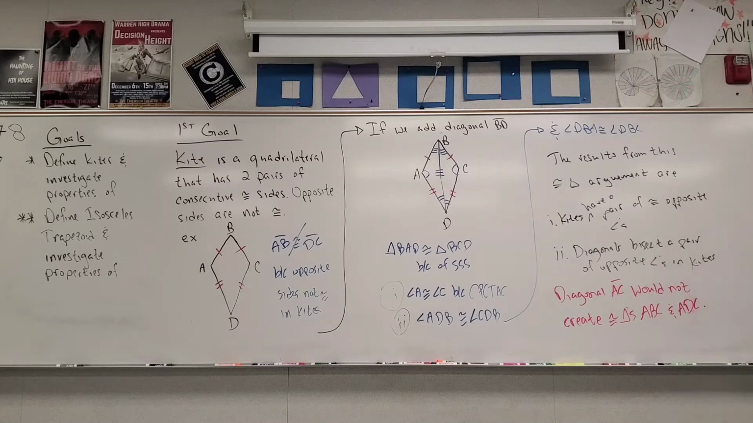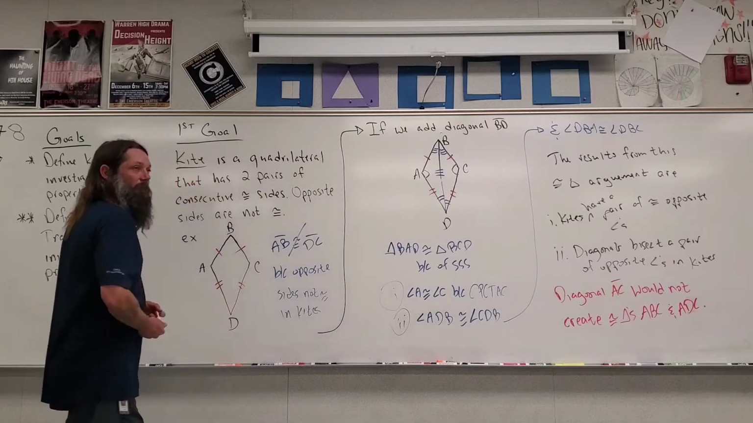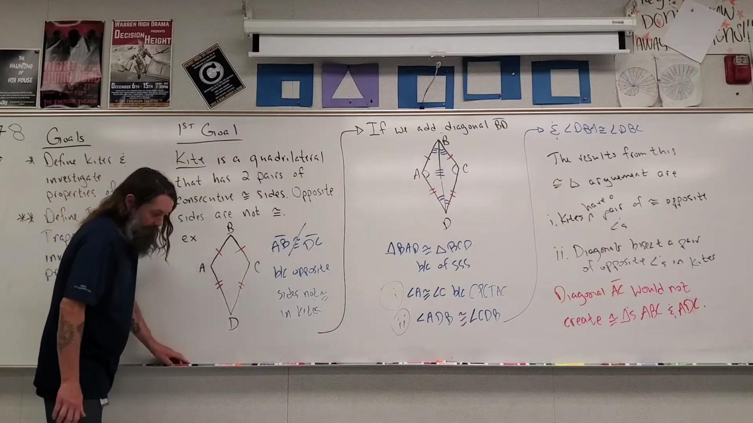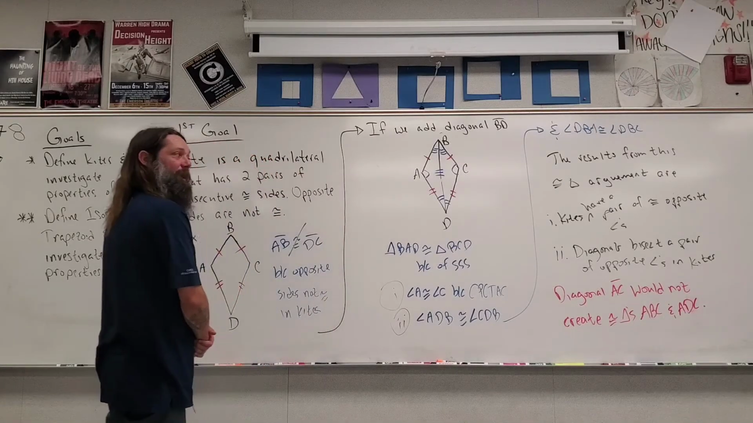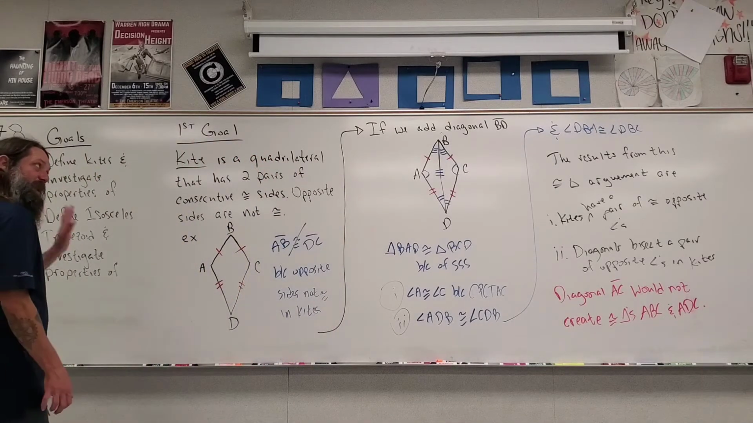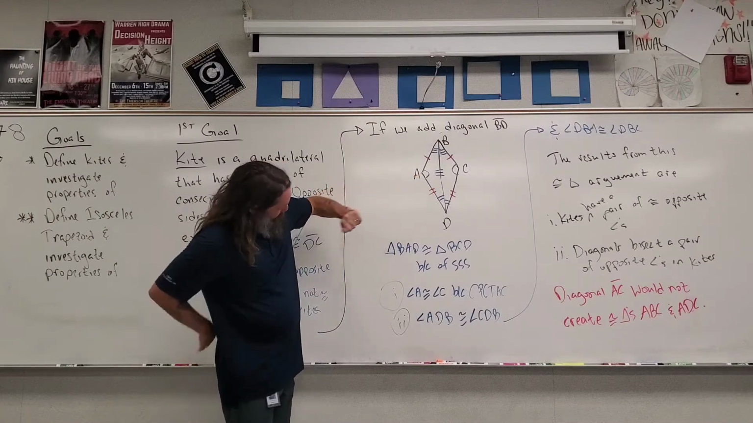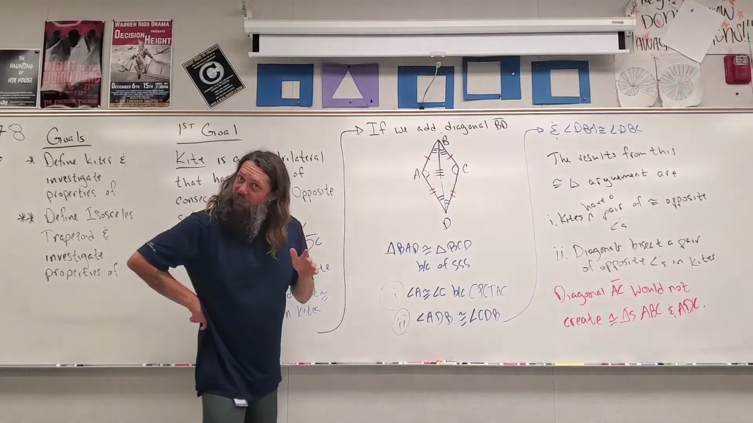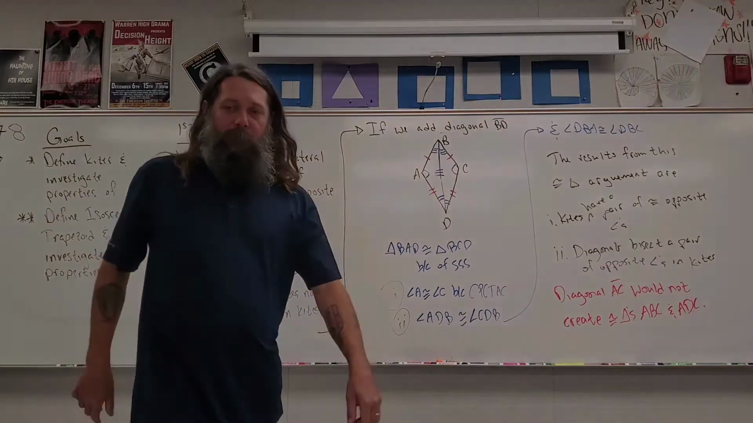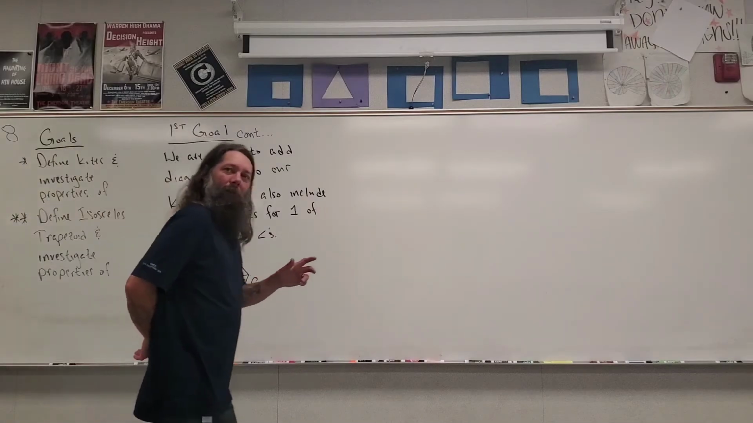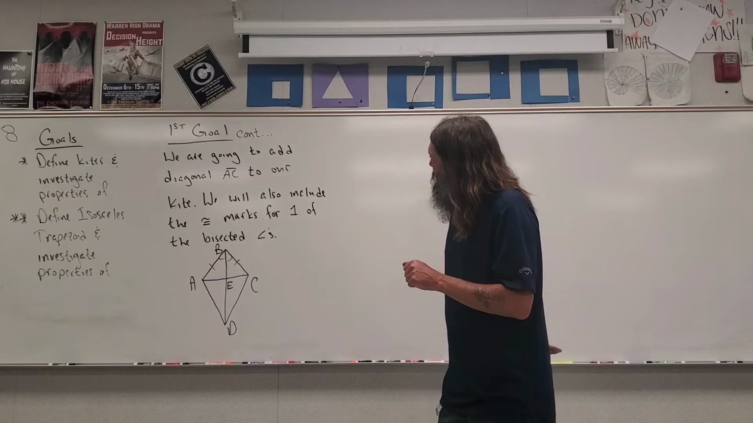This is really important to note, but we do need to use diagonal AC to create a couple other properties of a kite. So let me clean all this up, set up the second part of the first goal by investigating what diagonal AC does create. So let me clean all this up and I will be back. I'm back. So let's go ahead and continue with our first goal here.